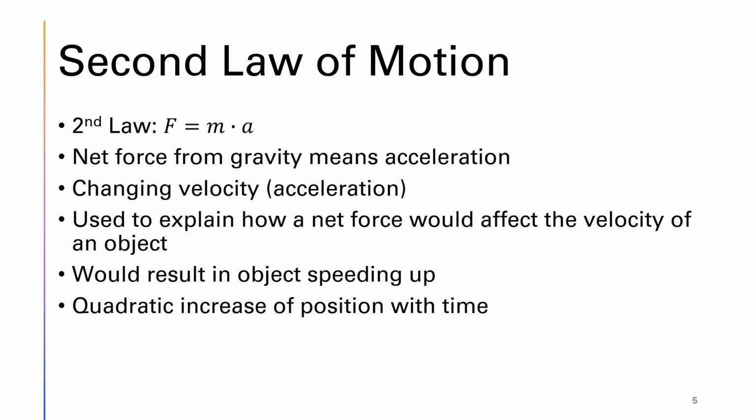The first physics principle I used was the second law of motion. This states that force equals mass times acceleration. A net force from gravity would mean acceleration, or changing velocity. I used this to explain how a net force would affect the velocity of an object, in this case the bottom of the slinky. This would result in the object speeding up if it does have a net force, and it would result in no change in velocity if there is none. There would also be a quadratic increase of position with time with a net force.